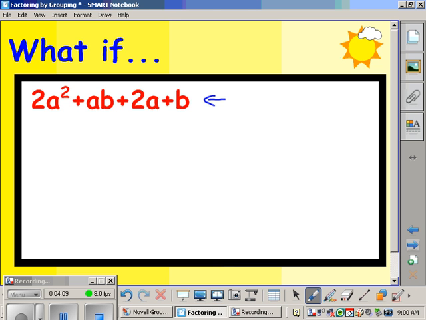Once you've ruled this out, you can then move to the grouping method. So let's go ahead and group our first two terms and our last two terms together. What do you see that 2a squared and ab have in common?